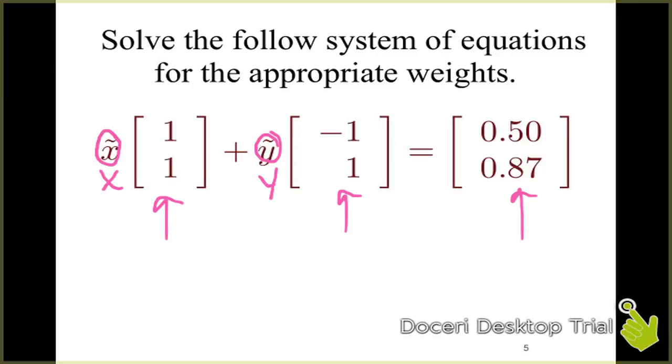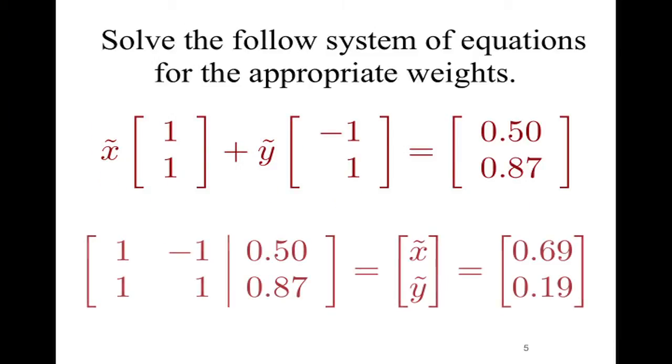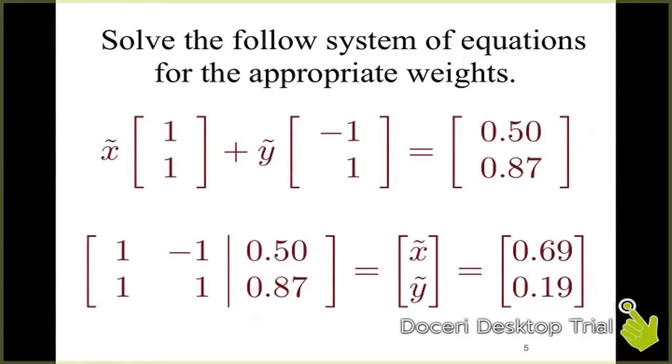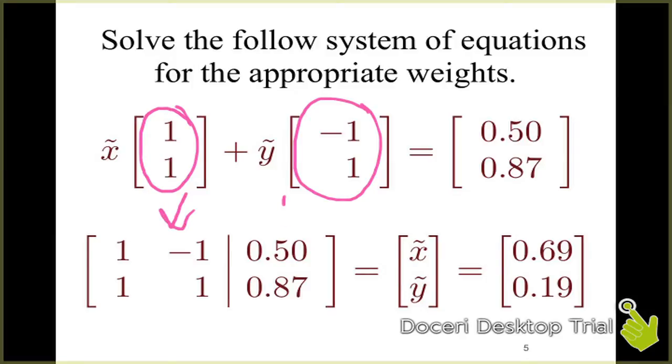And so I look at a system of equations here. The system of equations that comes from this is just taking the entries here, as we've done all along, and making them the coefficient matrix. This is the right-hand side b. When I solve, I get that, and of course we call this x and y now, just for consistency's sake. The vector xy is equal to 0.69, 0.19.